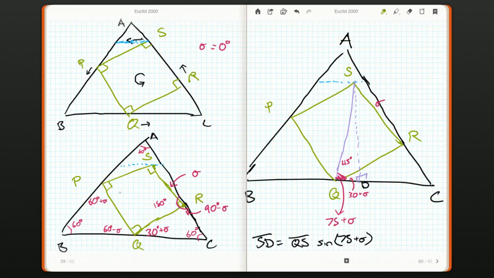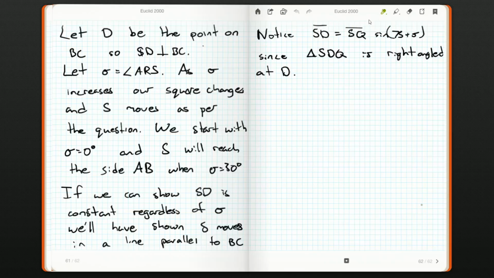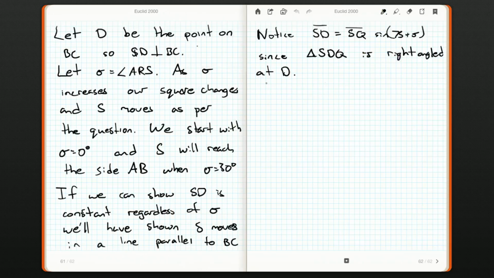Now, these side lengths of the square are both opposite the 60 degrees. Okay? So I think we could use the sine law. So let's recall triangle BPQ and triangle CRQ. So they look like this.